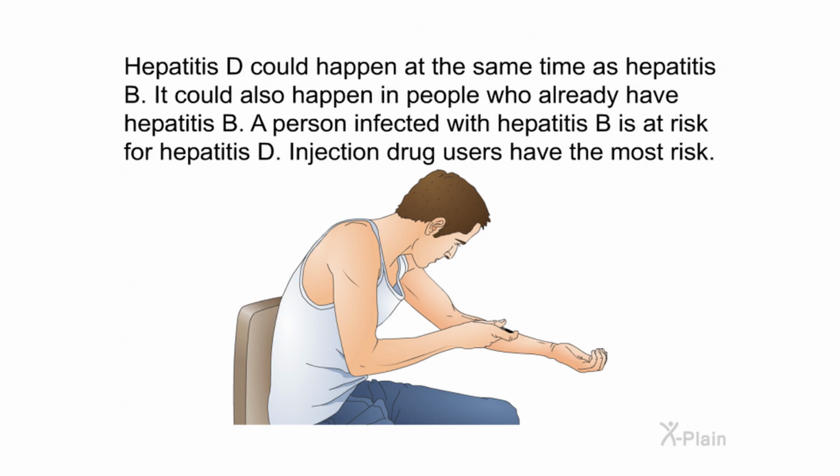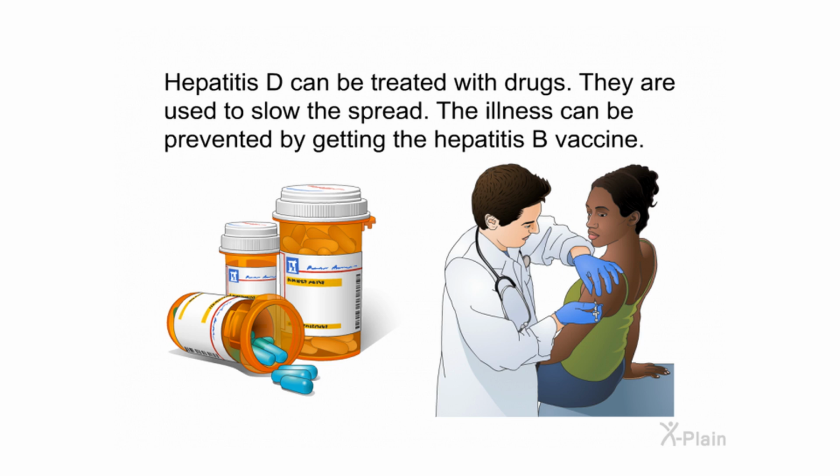Hepatitis D could happen at the same time as hepatitis B. It could also happen in people who already have hepatitis B. A person infected with hepatitis B is at risk for hepatitis D. Injection drug users have the most risk. Hepatitis D can be treated with drugs. They are used to slow the spread. The illness can be prevented by getting the hepatitis B vaccine.